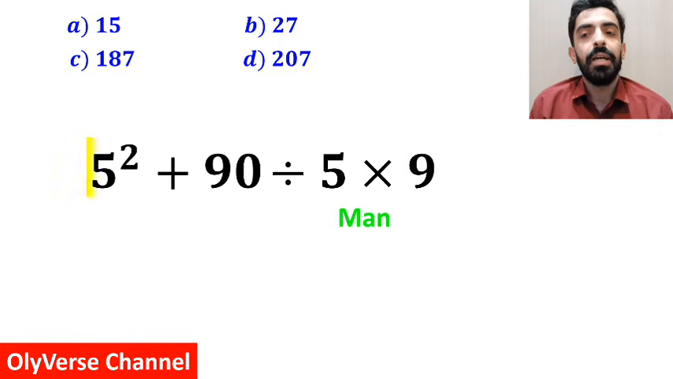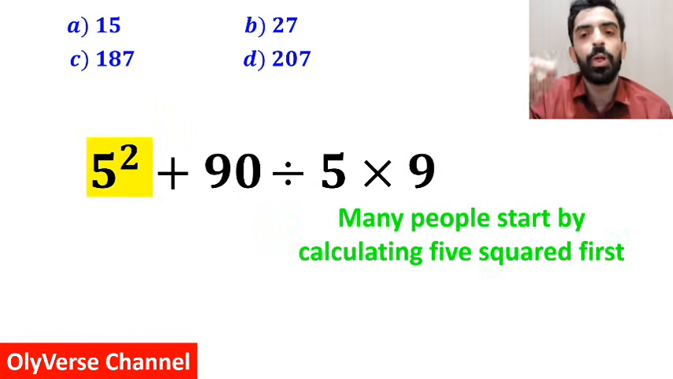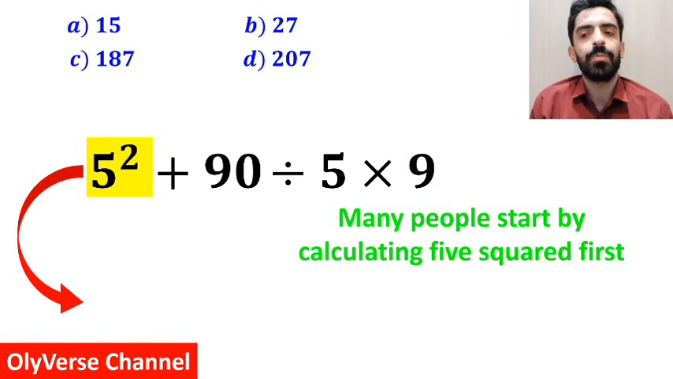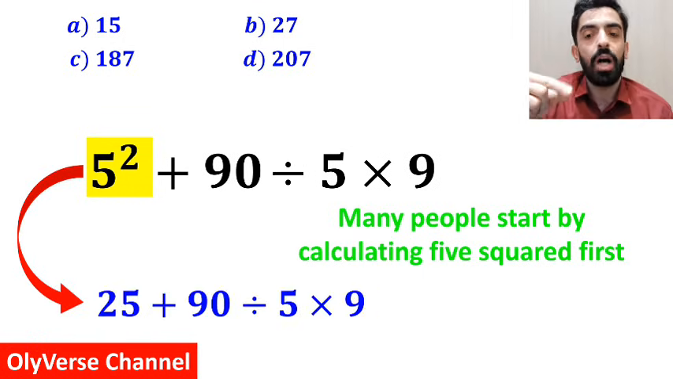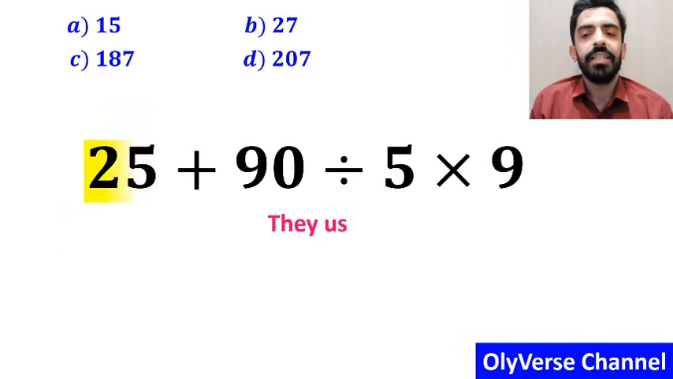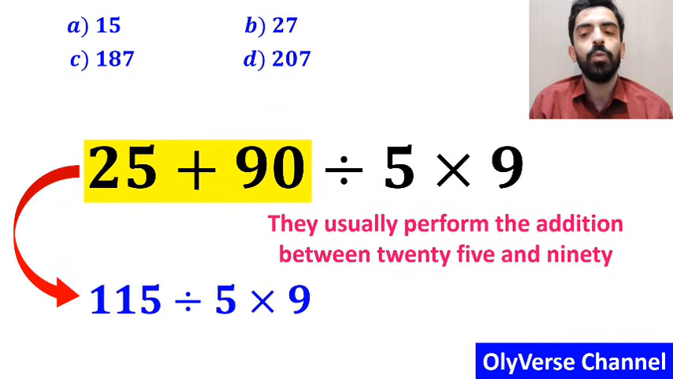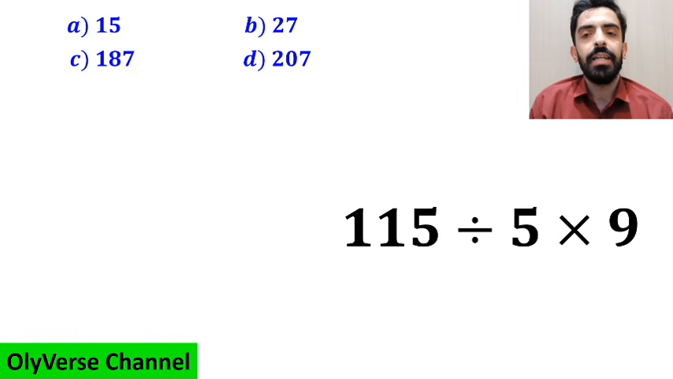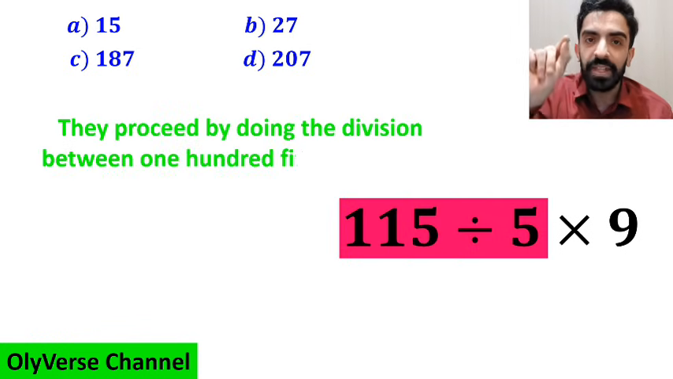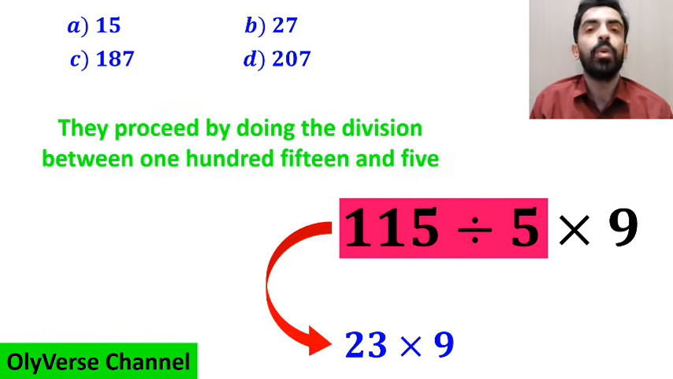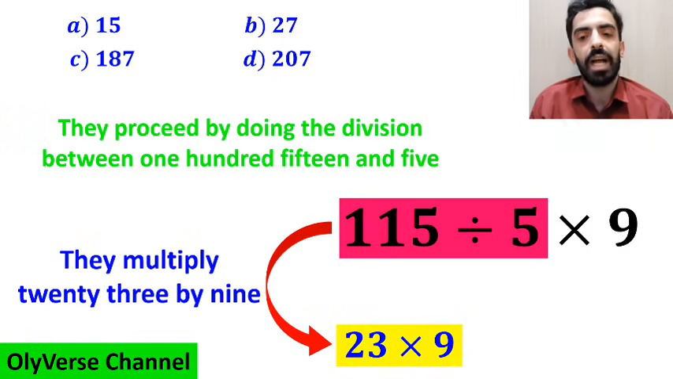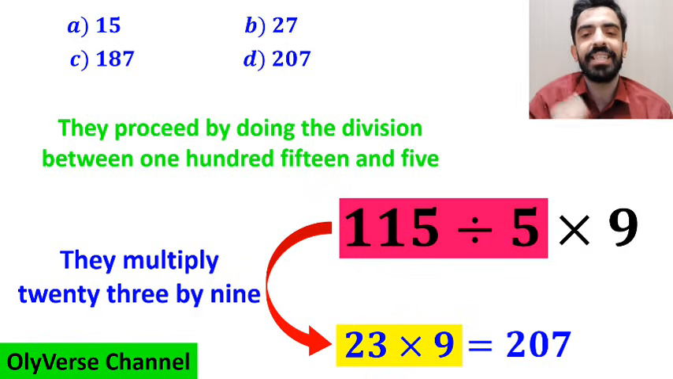To solve this question, many people start by calculating 5 squared first, and instead of the original expression, they rewrite it as 25 plus 90 divided by 5 then times 9. And the next step, they usually perform the addition between 25 and 90 and simplify this expression to 115 divided by 5 times 9. Then, they proceed by doing the division between 115 and 5, which gives them 23 times 9. And finally, they multiply 23 by 9, which ends up with the answer 207.